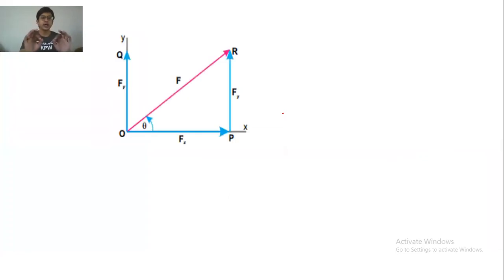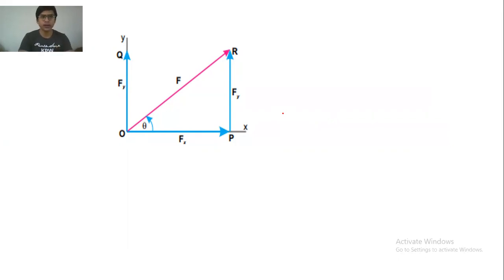I will advise you for a moment: pause the video and draw this figure onto your copy. Because we are going to derive a formula and we will continuously be referring to this diagram, having it in front of you will be very helpful for understanding this derivation. So pause the video for a moment and draw this diagram on your copies. Okay, hope you have done this.